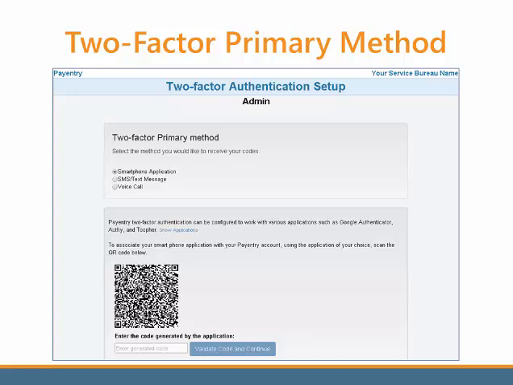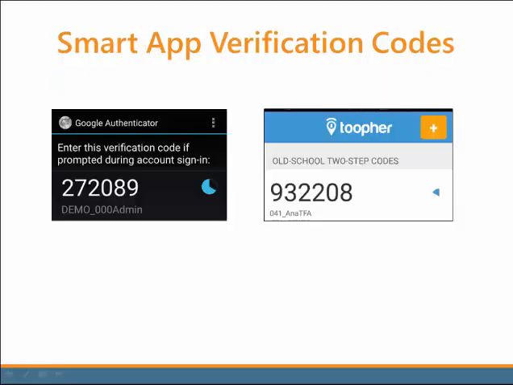The information below walks you through a smartphone application. You will be scanning the QR code below. Once it is set up, your smartphone will give you a code to enter. This is an example of what the smart app will give you for a verification code. Shown here is Google Authenticator and Twofer.